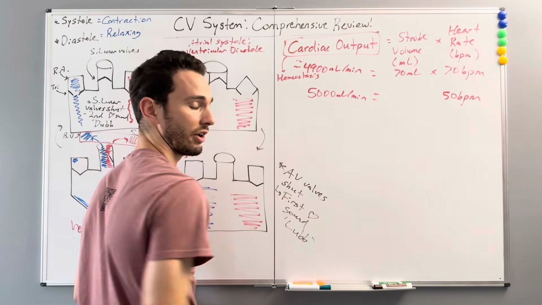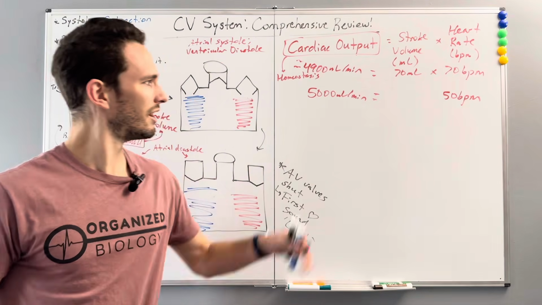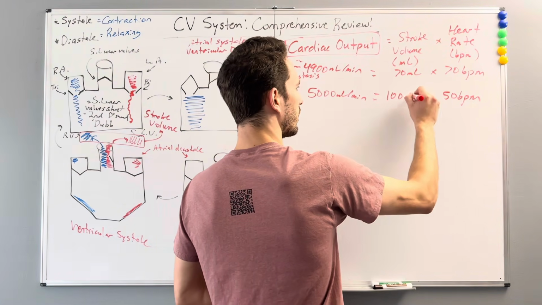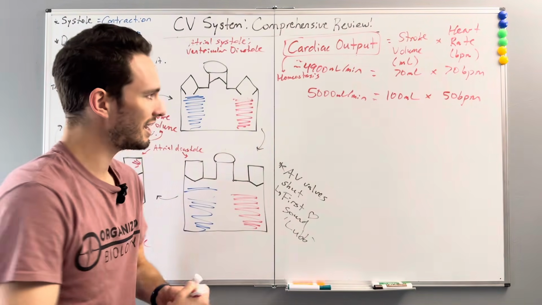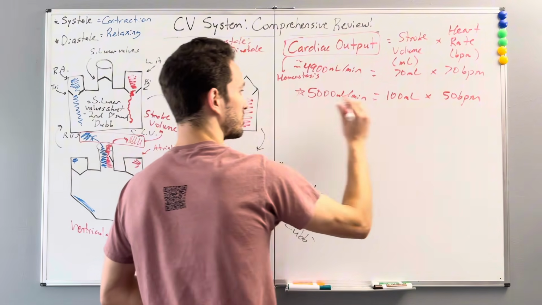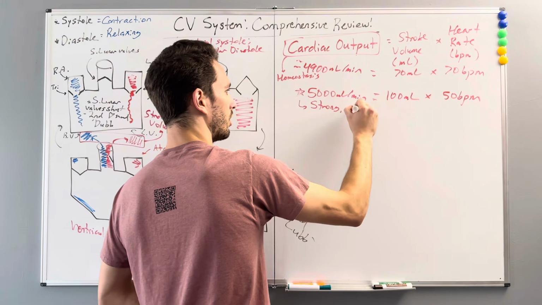What would my stroke volume be? That was a terrible sentence. Well, if you can do simple math, my stroke volume could be 100 milliliters. So we say that this heart, if you have a really high stroke volume and low resting heart rate, is a very strong and efficient heart.